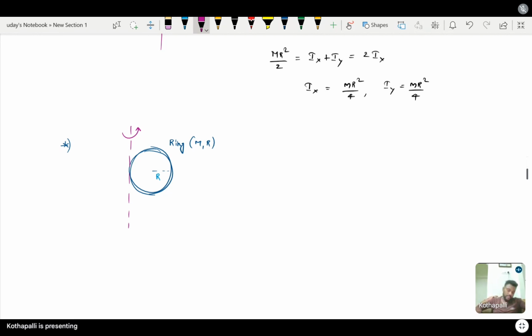Think about it. Just think whether the parallel axis theorem is applicable or not, and whether the perpendicular axis theorem is applicable or not. I'll give you 2 minutes. I want the moment of inertia about this axis.